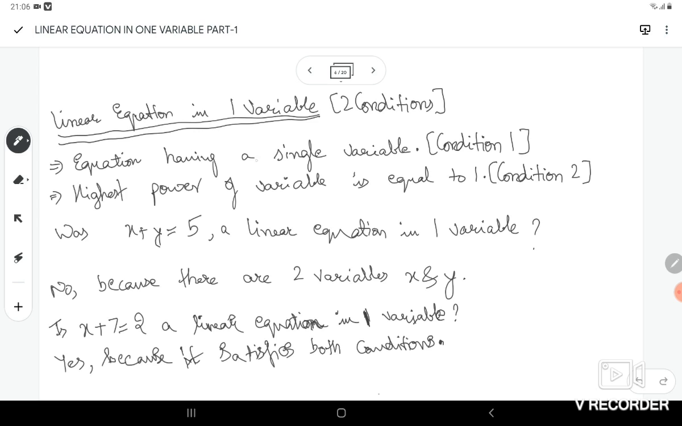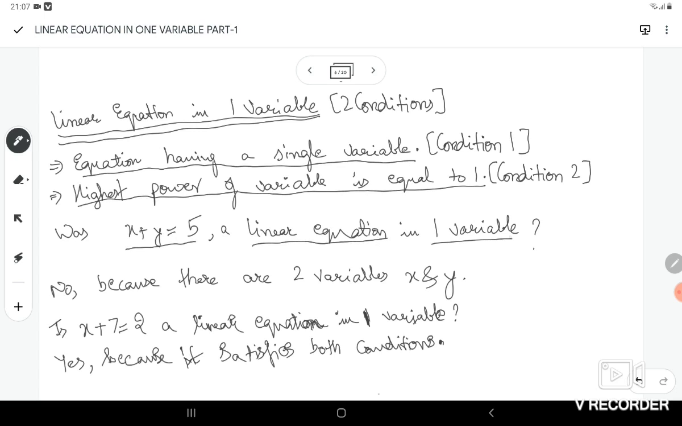Now, as we have seen the examples, a linear equation in one variable should satisfy two conditions. Condition 1 says that the equation should have a single variable, and condition 2 is that the highest power of the variable should be equal to 1. As I discussed previously, the example x plus y equal to 5 is a linear equation, but is it a linear equation in one variable? No, because there are two variables, that is x and y.